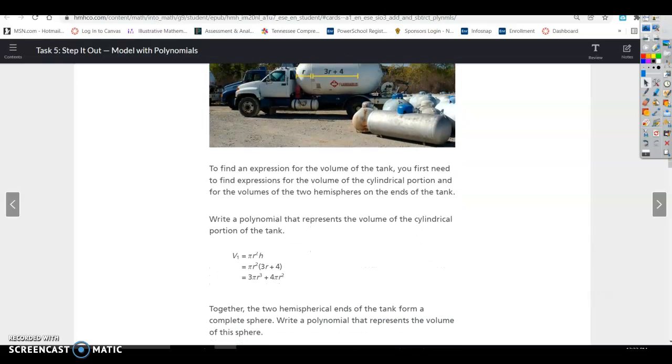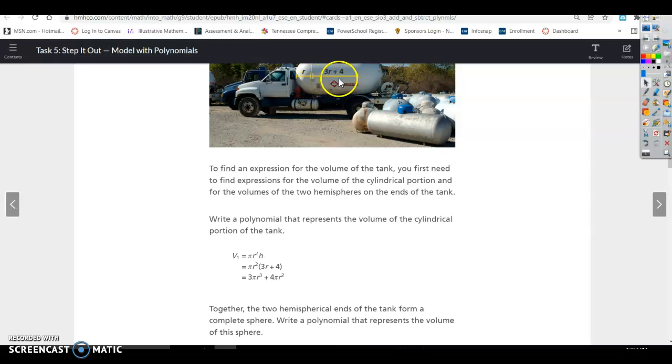Alright, so to find an expression for the volume of the tank, you first need to find expressions for the volume of the cylindrical portion and for the volumes of the two hemispheres on the ends of the tank. Write a polynomial that represents the volume of the cylinder portion of the tank. Okay, so that's this part here. Okay, so it's going to be pi r squared h, and we just have to plug in h.